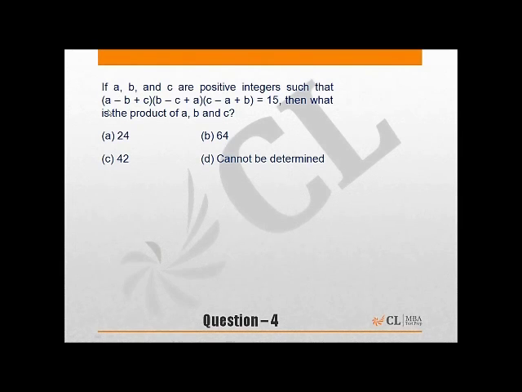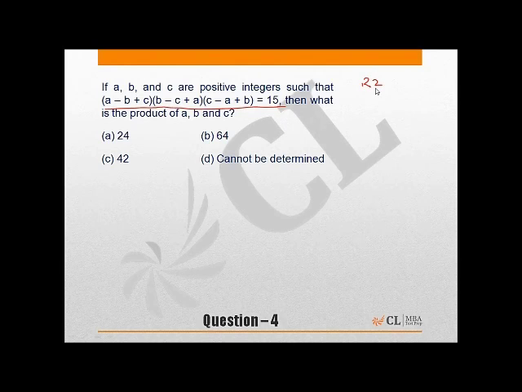A, B and C are positive integers such that (A minus B plus C) into (B minus C plus A) into (C minus A plus B) is equal to 15. What is the product of A, B and C? We need to find the product of A, B and C, for which we need the values of A, B and C. This is a round 2 question.